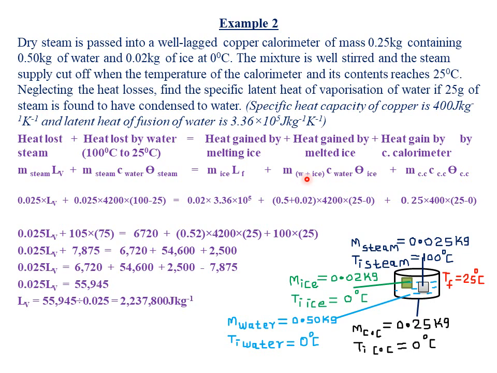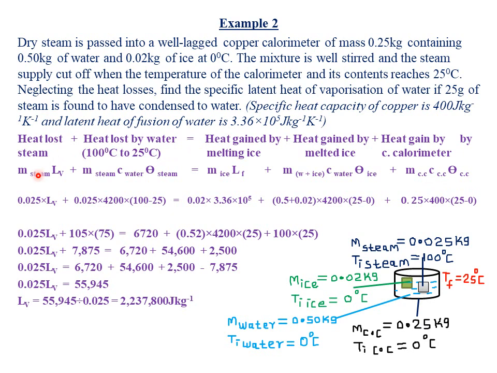Therefore, the total mass of water will become the mass of the melted ice plus the mass of water. Because remember, the final temperature of the mixture is 25. So this simply shows you that at 25 degrees Celsius, all the ice has melted to form water. Therefore, the new mass of water will be equal to the mass of the ice that has melted, plus the mass of the water that was there, which was 0.5 kg. Then plus the heat gained by the calorimeter, which will be given by the mass of the copper calorimeter multiplied by the specific heat capacity of the copper calorimeter multiplied by the change in temperature for the copper calorimeter.